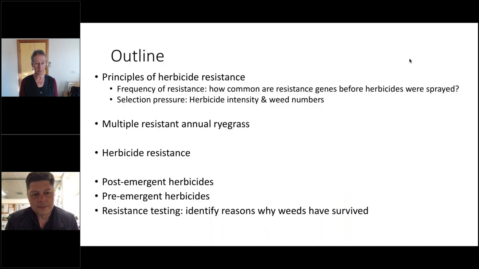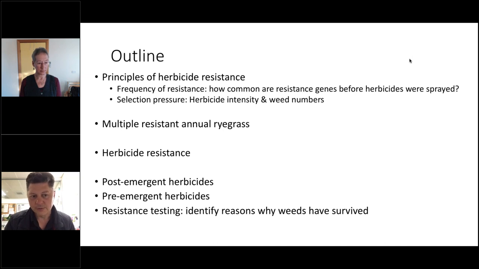I'll just move on to my first slide, to get some basics out of the way and what we're going to talk about. The first one is how common resistance exists before a herbicide is ever sprayed. That's what we call the frequency of resistance. The second one is selection pressure: how some weeds require very few treatments before you get resistance, while others we've been still spraying herbicides and we've got no resistance to them at all. It depends on the herbicide intensity and also the weed numbers. The more weeds you have, the more likely there is a resistant individual or individuals out there, and they'll be selected for resistance.